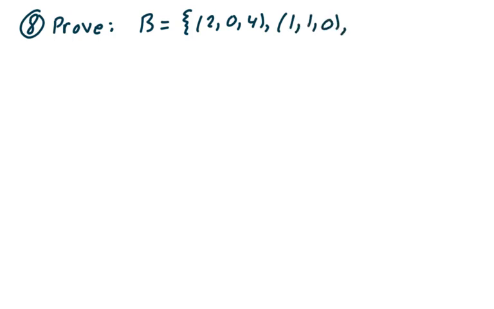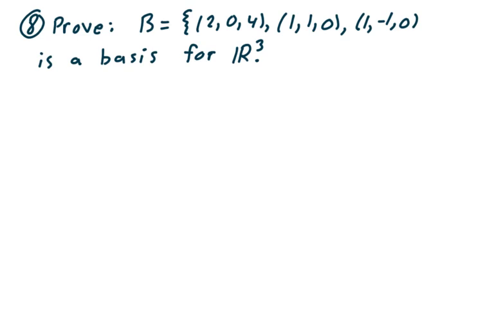Now, prove. We're going to prove B, which is the set of vectors (2, 0, 4), (1, 1, 0), and (1, -1, 0), is a basis for R3. Now, I want to show you how this dimension theorem is going to work. We're going to learn about this.